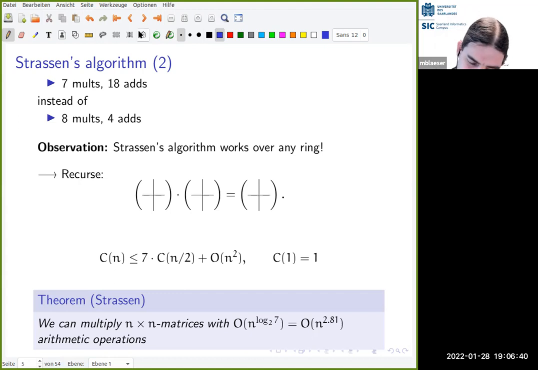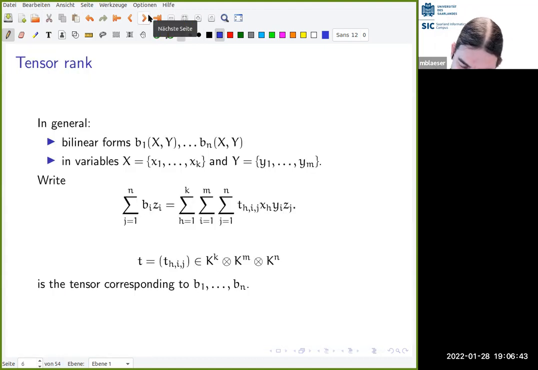Okay, and of course that's great. So we can phrase this a little bit more generally, in a more general flavor, as a tensor rank problem.